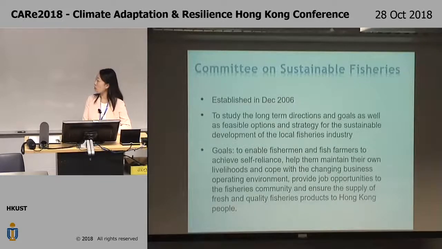So what is the goal? We hope to enable the fishermen and fish farmers to achieve self-resilience and help them to maintain their livelihood and cope with the changing business operating environment, and also to provide job opportunities to the fishery community. And these are for the fishermen and the fish farmers. So what does it relate to us? Actually, it's the production. We need them to produce what we need.